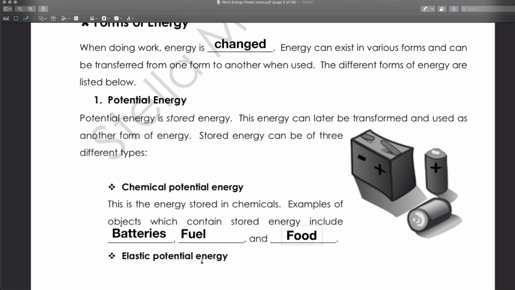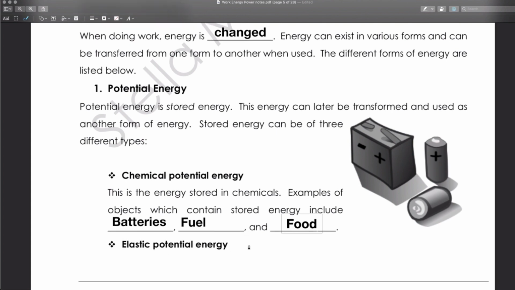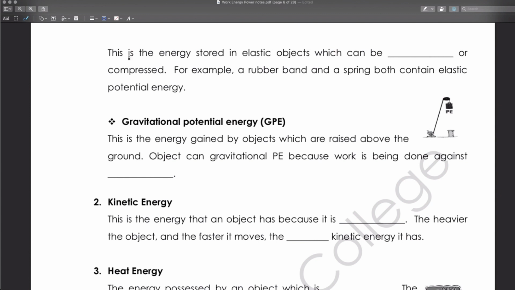The second type of potential energy, elastic potential energy. Going on to page 27. This is the energy stored in elastic objects, which can be stretched or compressed. For example, a rubber band and a spring both contain elastic potential energy because both of them can be stretched and can be compressed.